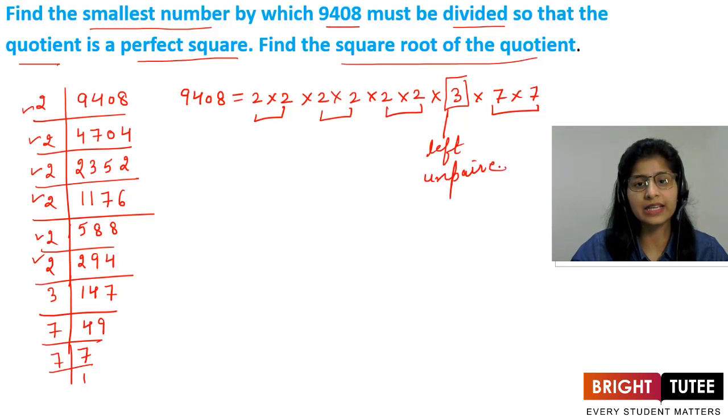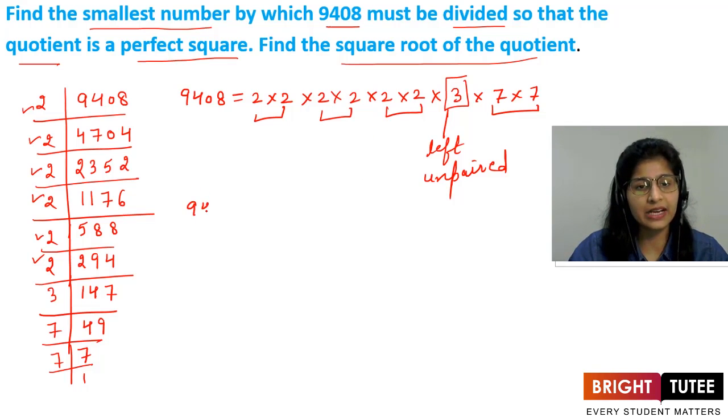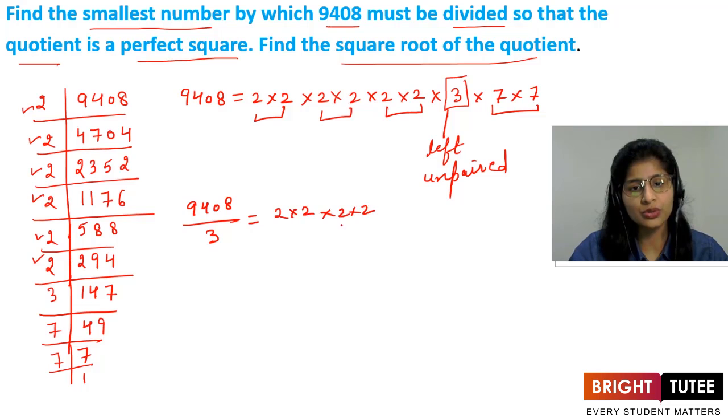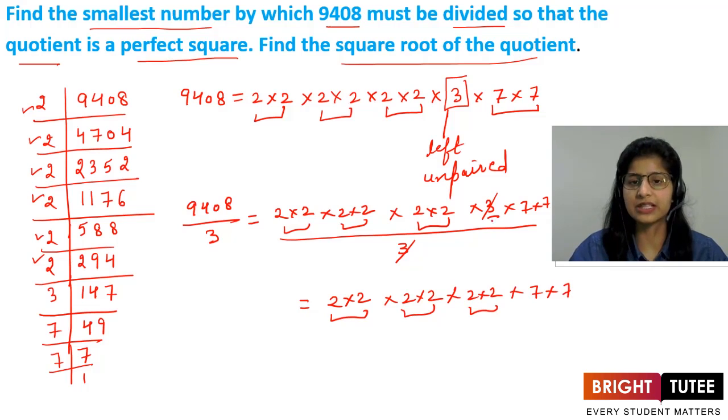Right, so what are they asking in the question? Yes, it is not a perfect square, and with what we should divide it so that it becomes a perfect square. Let us divide both the sides with 3, because then there will be nothing left unpaired. If we divide 9408 with 3, on this side we will get 2 cross 2 into 2 cross 2, which are already the pairs, into 2 cross 2, right, into 3 into 7 cross 7, and we are going to divide this by 3. So 3 and 3 will get cancelled here. So here we will be left with only the paired 2 cross 2, 3 times 2 cross 2 we have, right, and 7 cross 7, because this is cancelled now.